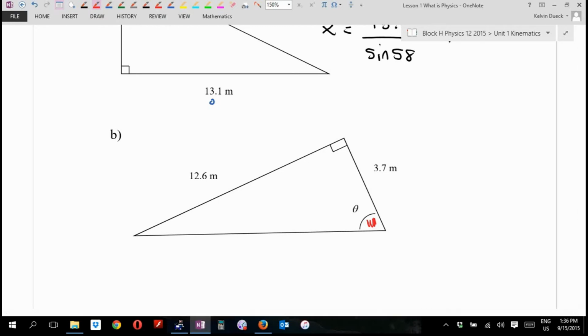I see a 12.6. That 12.6, opposite, adjacent, or hypotenuse? I heard someone say opposite. They are correct. What about that 3.7? Which trig function? What some of you were doing this summer? Tan? What always goes next to the trig function? The angle. What's the angle this time?